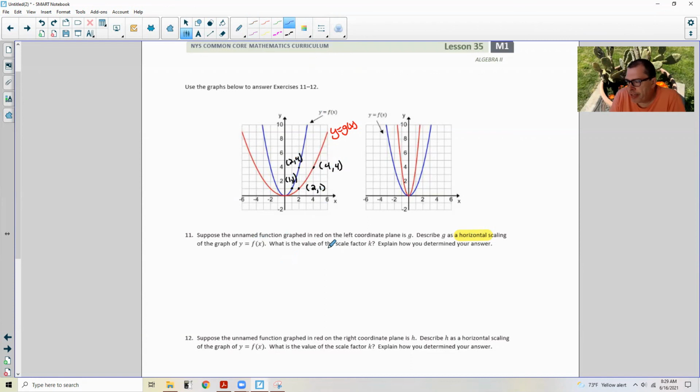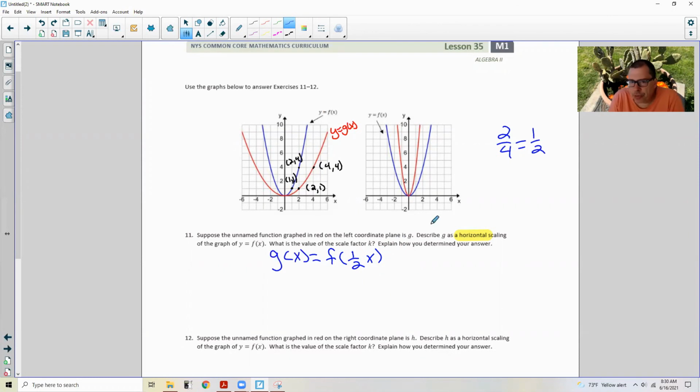Okay, so now we're going to answer the question. So we are going to say that we want to describe g of x. Okay, so we're going to say g of x equals, now since it's horizontal, we're going to be inside the parentheses. So we're going to say f of, and what did we do to x? Okay, so going from here to here was 2 to 4. So we're going from 2 to 4, and that reduces to 1/2. So it would be g of x equals f of 1/2 x.